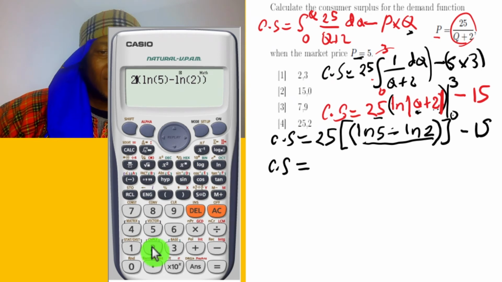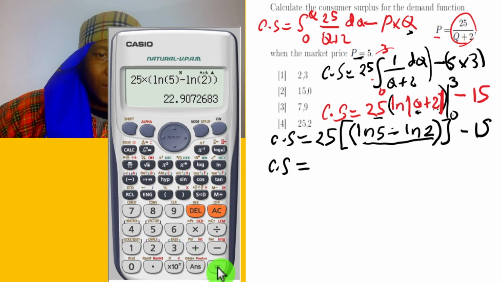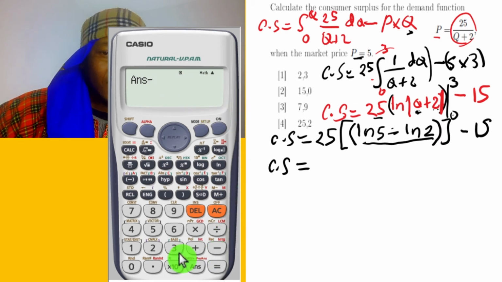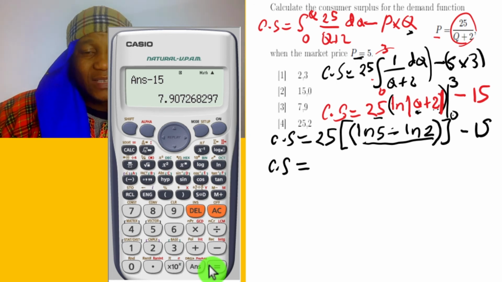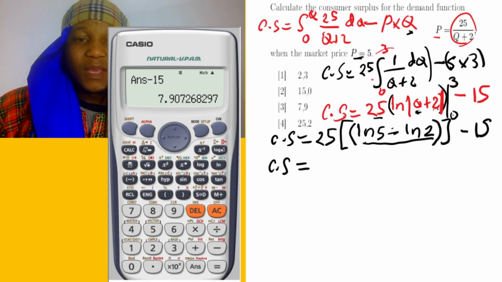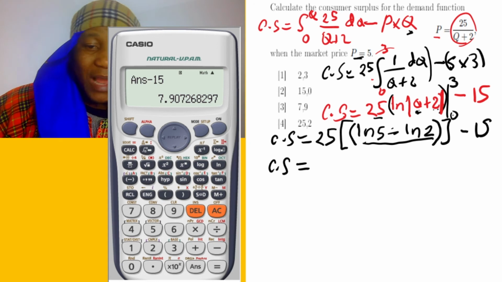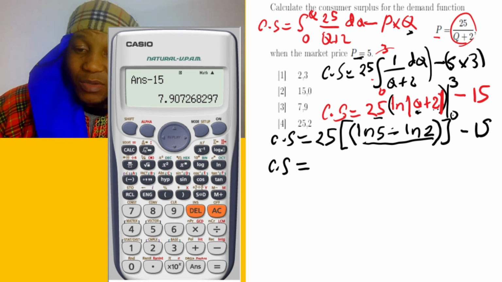And this is going to give us, let's see, multiply. Oh, don't forget to minus the 15, because there's a minus 15 there. So minus 15, or I could just plug in the answer. 7.99. So the answer is going to be option 3. See what I'm saying? Option 3. Or if you want, you can just plug it slowly, but that's how we do it.